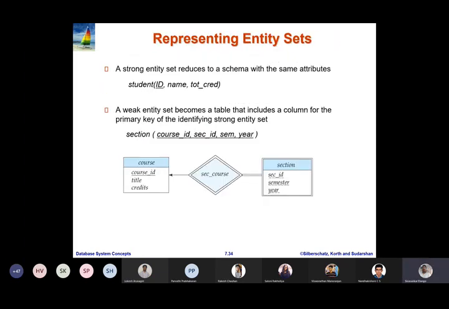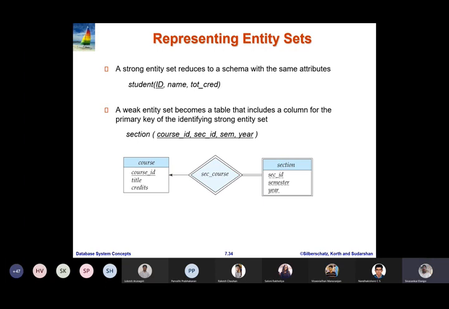Okay, sir. Right. So how to represent a weak entity? Whenever we have a weak entity which does not have a primary key of its own, how do we represent it? A weak entity set becomes a table that includes a column for the primary key of the identifying strong entity set. So section is a weak entity set with attributes section ID, semester, and year. It does not have a primary key of its own. It is dependent on the strong entity set course.